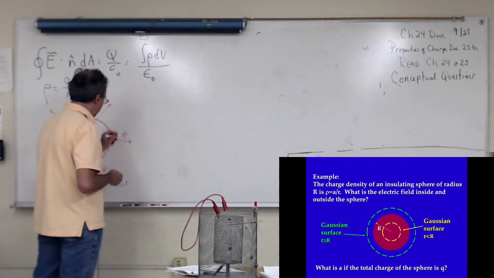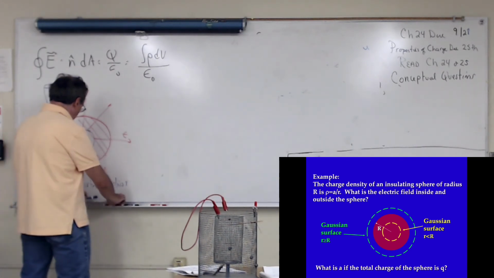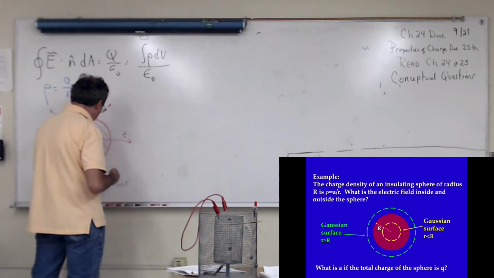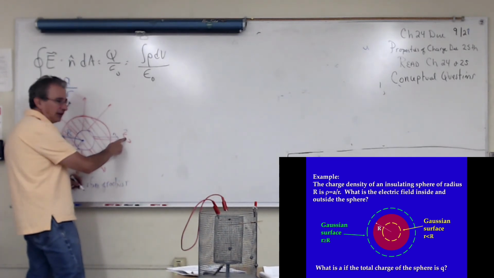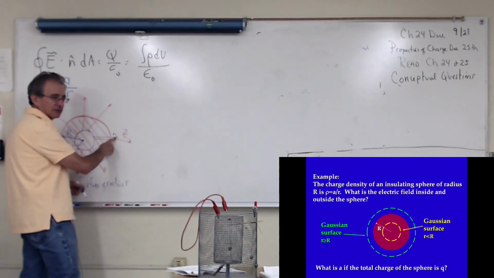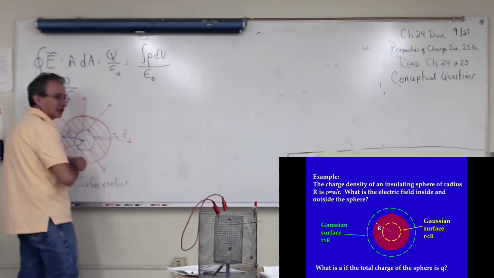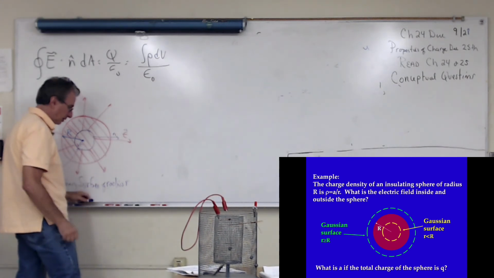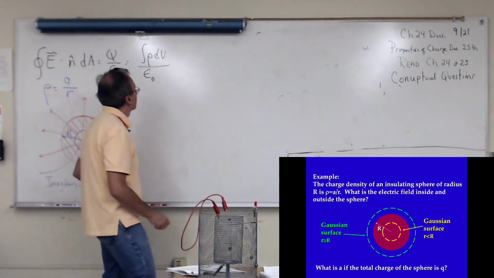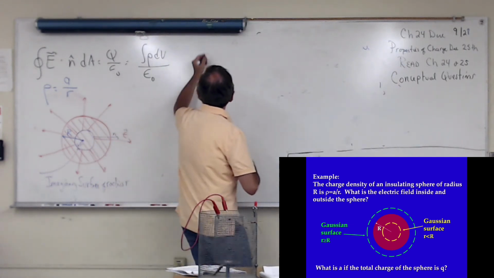The electric field's like that, and the normal to the surface is parallel. So this dot product is going to be E times 1 times cosine of 0. Of course, if this was negatively charged, then it would be E times 1 times cosine of 180. So I'm going to set up this integral.